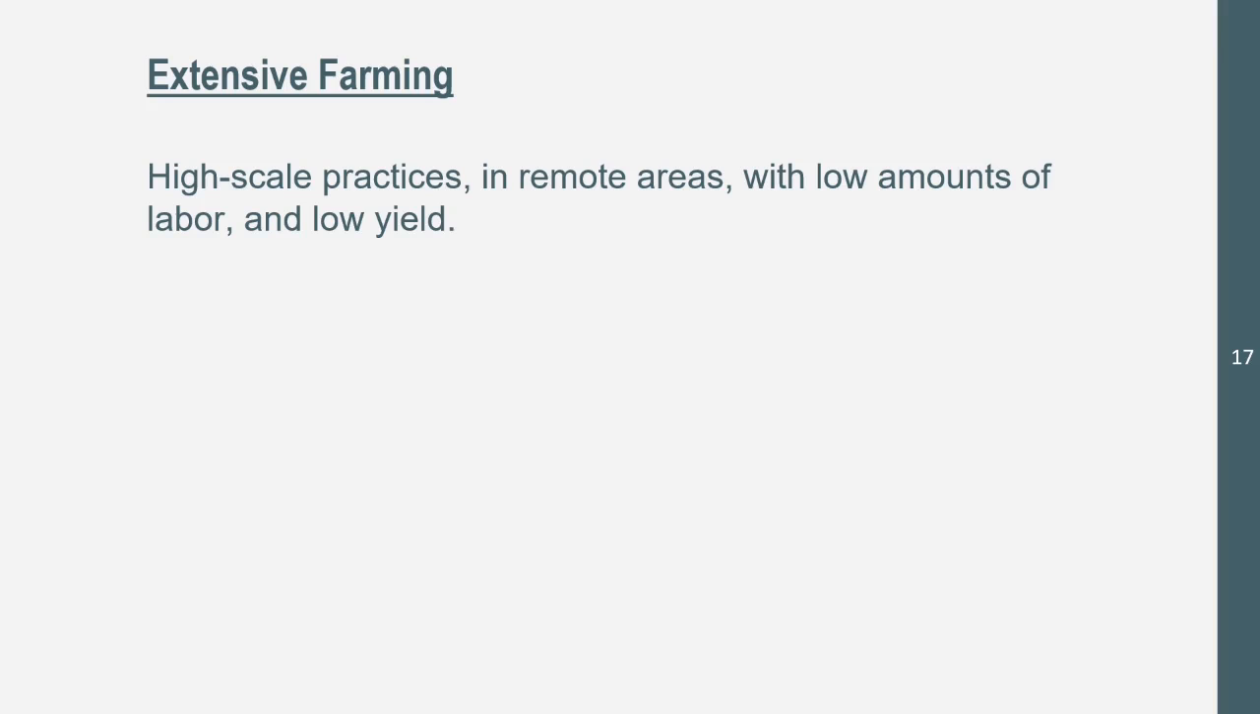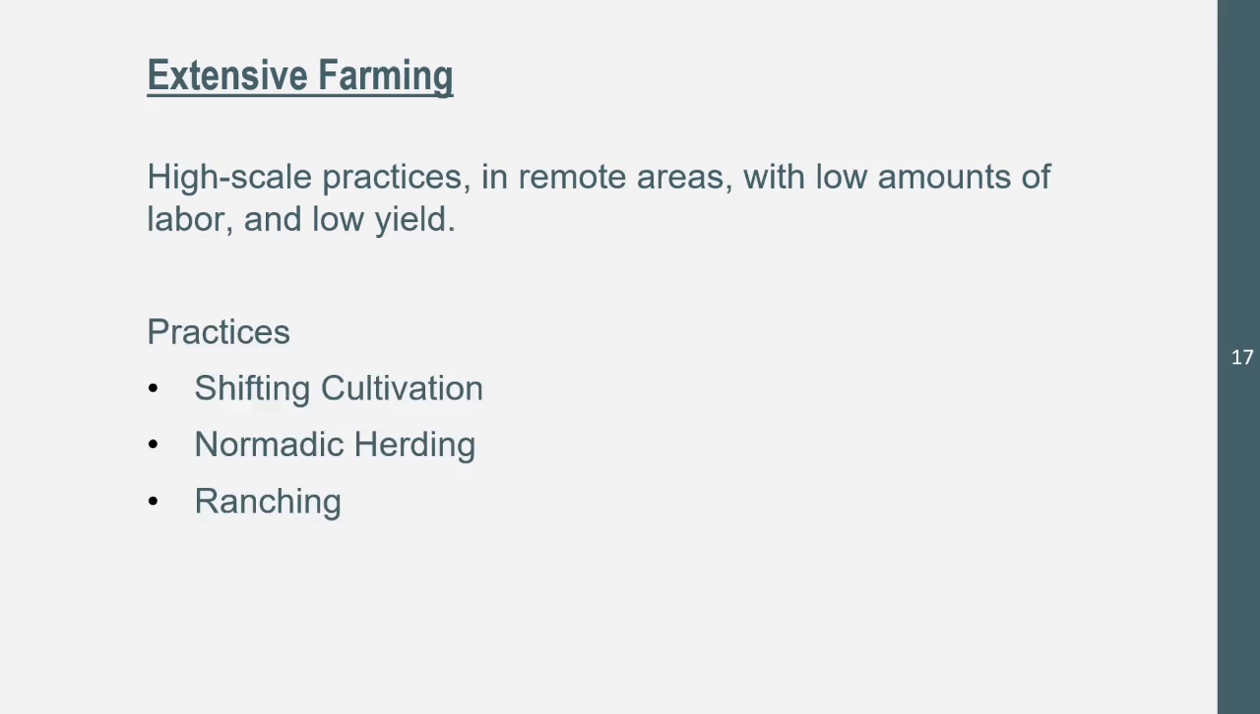Then we got extensive farming, which is the opposite of intensive farming. These are going to be higher scale practices. Remember, intensive farming is our lower scale practices, and those are close to our urban and highly populated areas. Extensive farming is in remote areas, so rural areas. They're going to have lower amounts of labor and low yield. And then the 3 practices we're going to be going over are shifting cultivation, nomadic herding, and ranching.